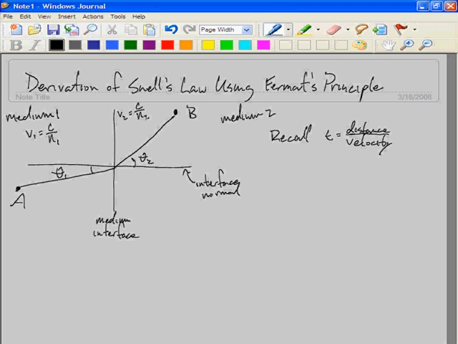Now we need the distances. We can see two triangles in medium 1 and medium 2. We call the distance from point A to the medium interface horizontally h1, and the same distance to point B, h2.